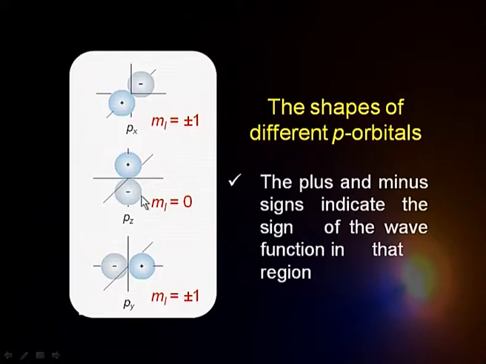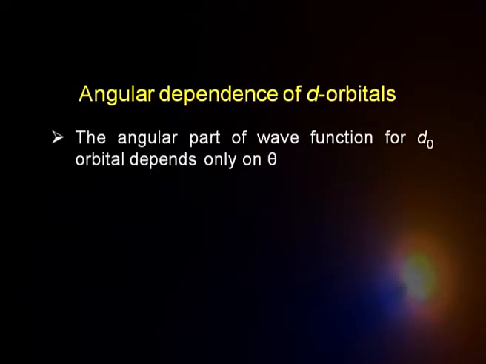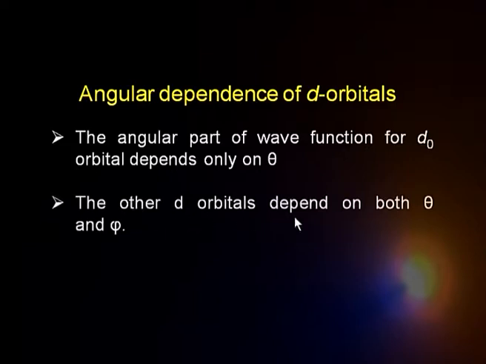So these positive and negative signs indicate the sign of the wave function and not the charges. What about the d orbitals? If I look at the angular dependence of d orbitals, again the story goes parallel to what we have in the case of p orbitals. Now the angular part of the wave function for d naught, that means when ml happens to be 0, depends only on theta. So the other d orbitals depend on both theta and phi.